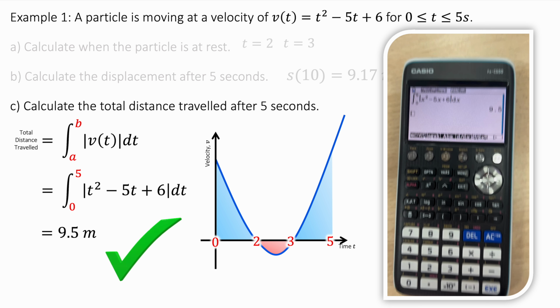Just notice the difference between displacement and total distance travelled here. Displacement is slightly less at 9.17, and that's because we moved backwards at one point, which means our displacement went backwards a little bit. That's how you work out total distance travelled and displacement on the calculator.